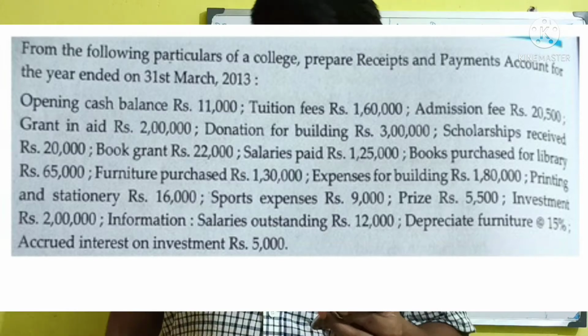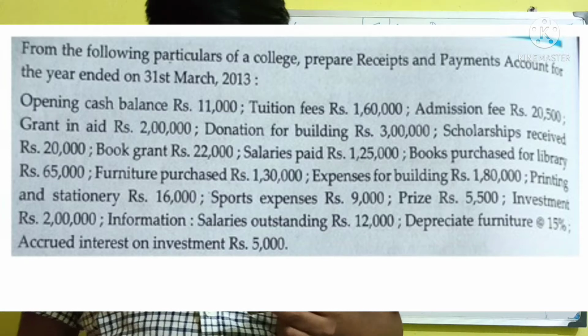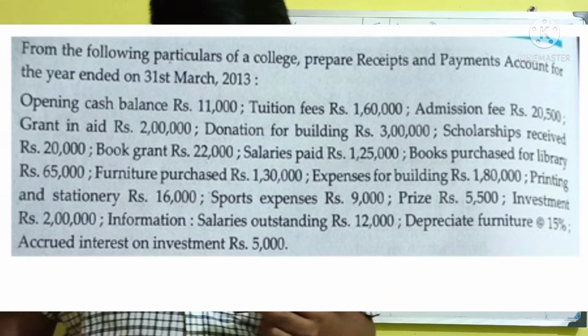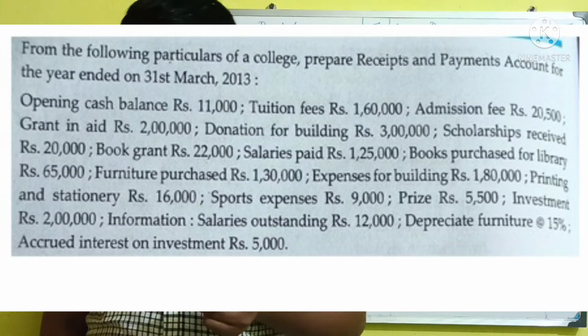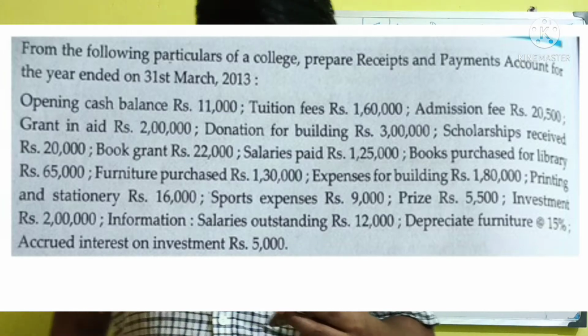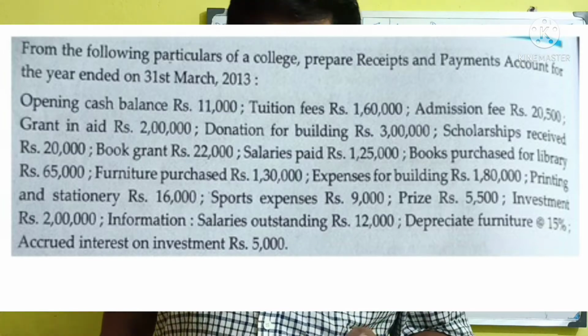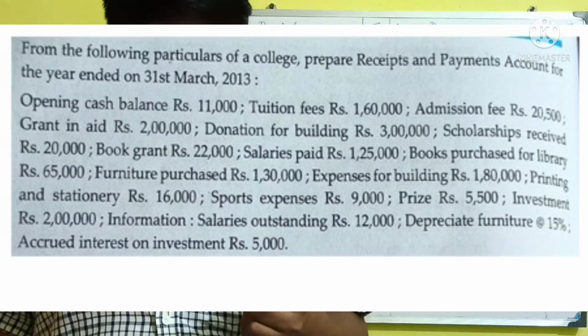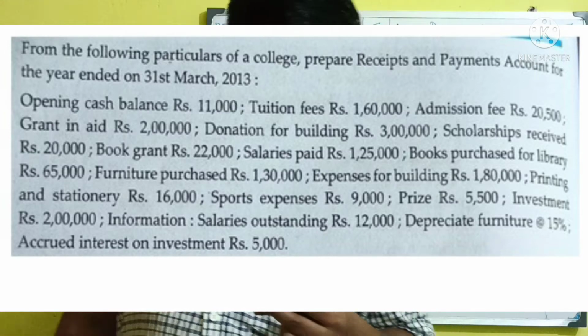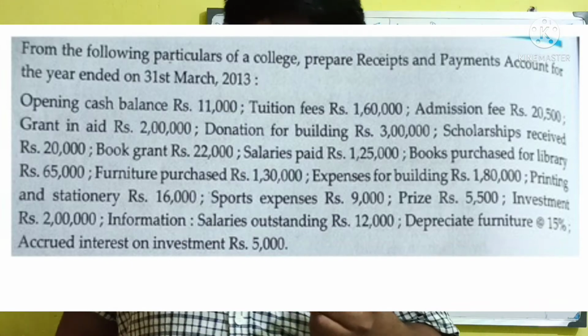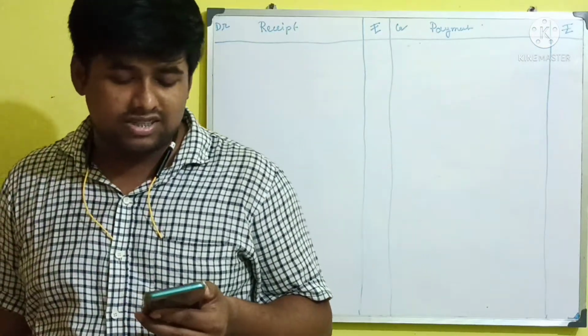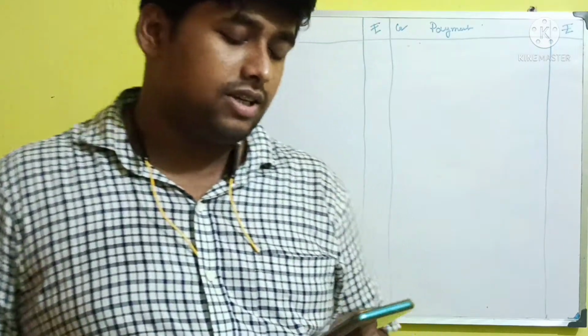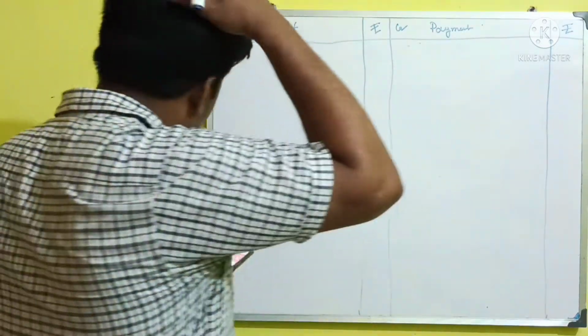Outstanding means we have to pay. Depreciation on furniture at the rate of 15%. Actually it is showing that we have to depreciate the furniture value with 15%, and accrued interest on investment 5,000. We are receiving interest over investment which is rupees 5,000. So write it down here.